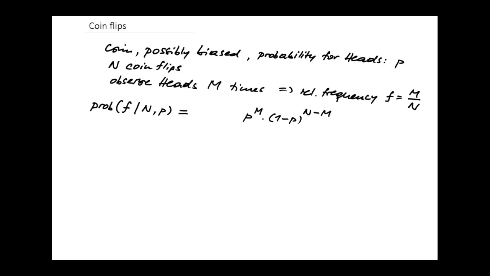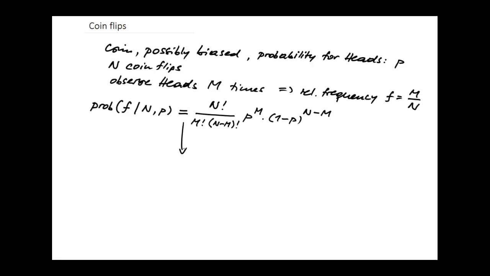But now I'm not interested in the order in which heads and tails occur. This is the probability for one specific order. So I have to multiply with the number of permutations of the order that maintain the frequencies of heads and tails, but just permute the order in which the results occur. And the number of permutations is the total number of flips, n factorial, divided by m factorial and n minus m factorial. This is the probability for observing m times heads, and therefore a relative frequency f, in n coin flips.